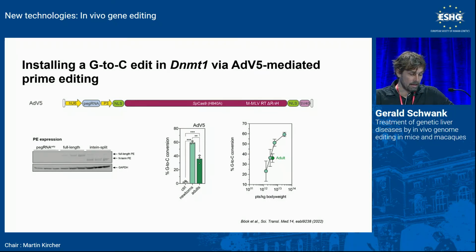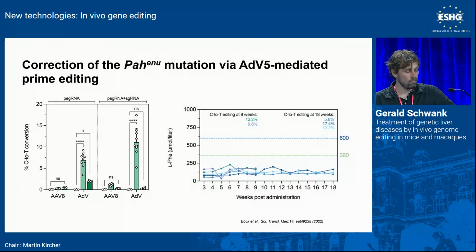And last but not least, I told you that it's a very versatile genome editing tool. So of course, in principle, you can also correct the pathogenic mutation in the PKU mouse model, and that we then also did. And with the most efficient prime editing guide RNA and prime editor combination, we got in newborn animals editing of about 10 to 12%, which again led to a reduction of blood phenylalanine levels to physiological levels.